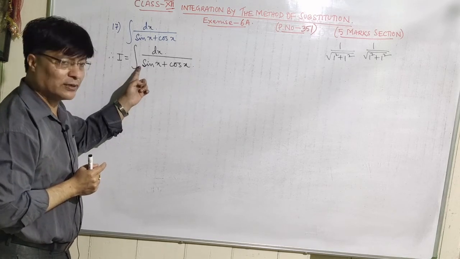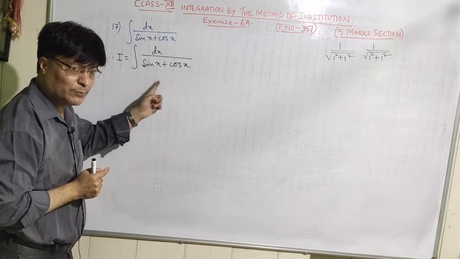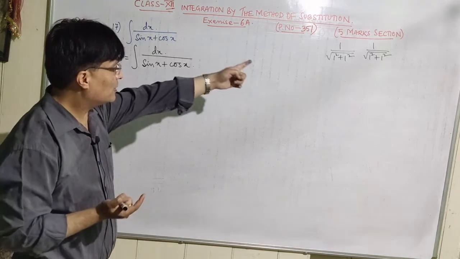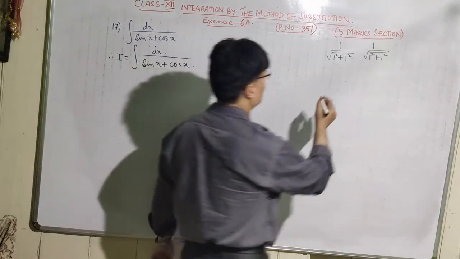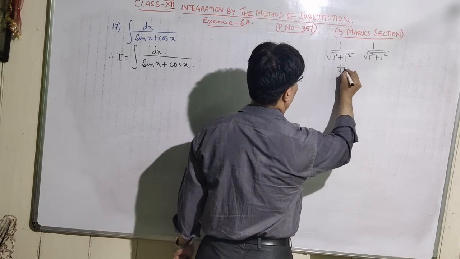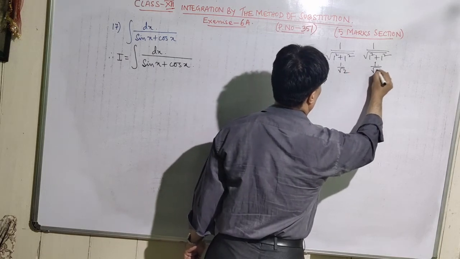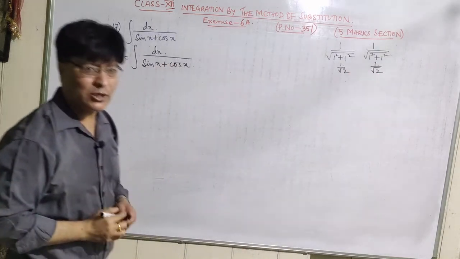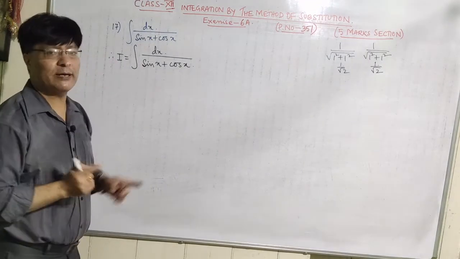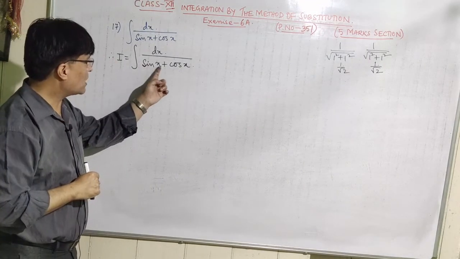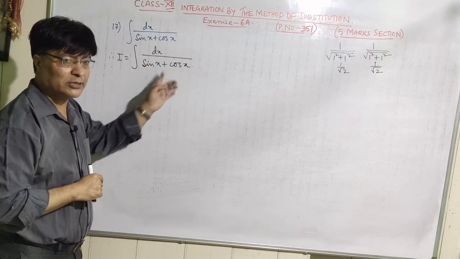What is a square here? 1 whole square. Plus what is b square here? That is also 1 square. That is root over 2, isn't it? So it is 1 by root 2 and this is also 1 by root 2. That means you have to multiply and divide it by root 2. Coefficient of sin x here is 1. Coefficient of cos x here is 1.